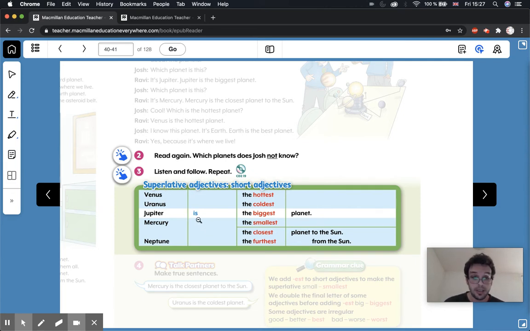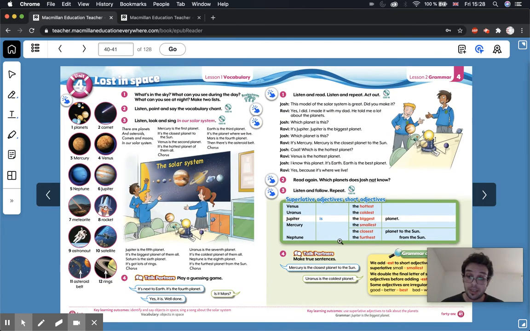Venus is the hottest planet. Okay? Mercury is the closest planet to the sun. Neptune is the furthest planet from the sun. Furthest quiere decir el más lejos. Right? The furthest planet from the sun. Okay? So, these are typical superlative sentences. Okay? Now, let's practice. Vamos a practicar.